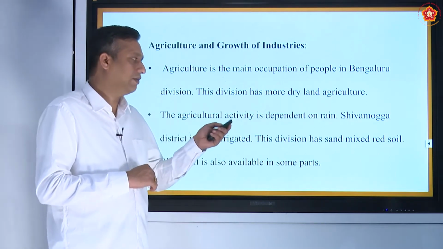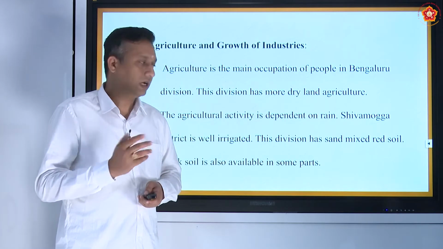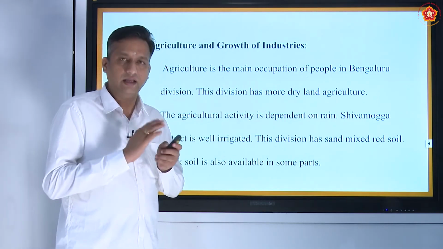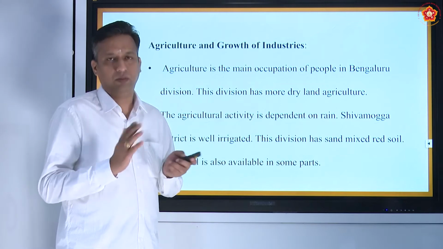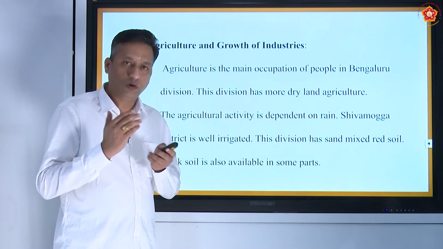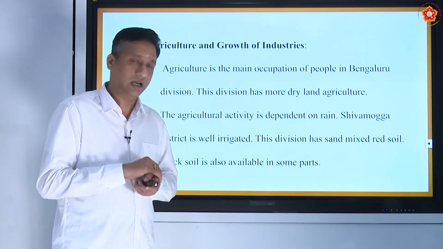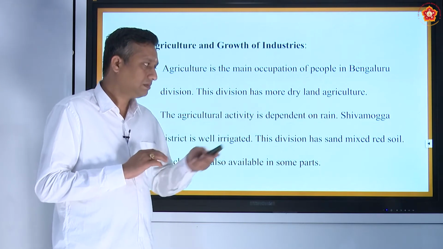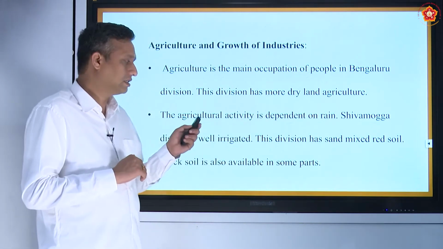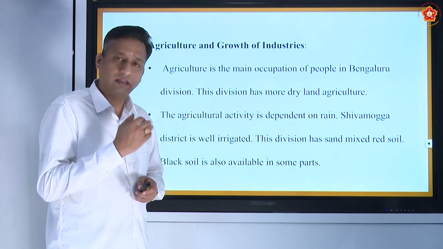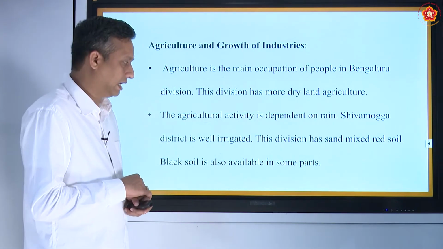Agricultural activity is dependent on rain, because you have heard that agriculture is a gamble with the monsoons. If the rain is too heavy, there is a problem. If there are no rains, that is also a problem: too much of famine or flood, baragala or pravaha. So, we should have a moderate rainfall. Shimoga district is well irrigated because of its heavy rain. There they get good water facility for agriculture.